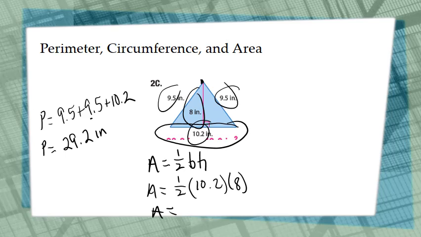All right, so I got 1/2, or I could say 0.5, times 10.2 times 8, the height, enter. And so my area then is 40.8, my unit of measurement is inches squared, 40.8 inches squared. All right, this is actually something you can use.